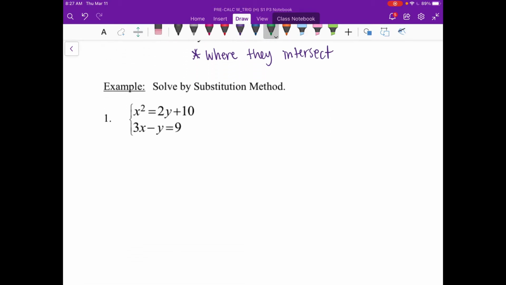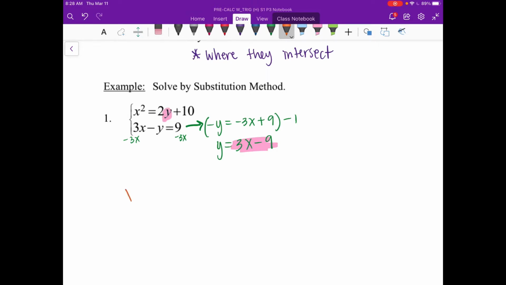So I'm going to go ahead and rearrange the second equation. I'm going to move the 3x over. That gives me negative y equals negative 3x plus 9. But then I'm going to multiply everything by a negative 1 so that the negative goes away. Then I have y equals positive 3x minus 9. So that is the equation I'm going to use to substitute. I'm going to take that and substitute it in over here where it says y.